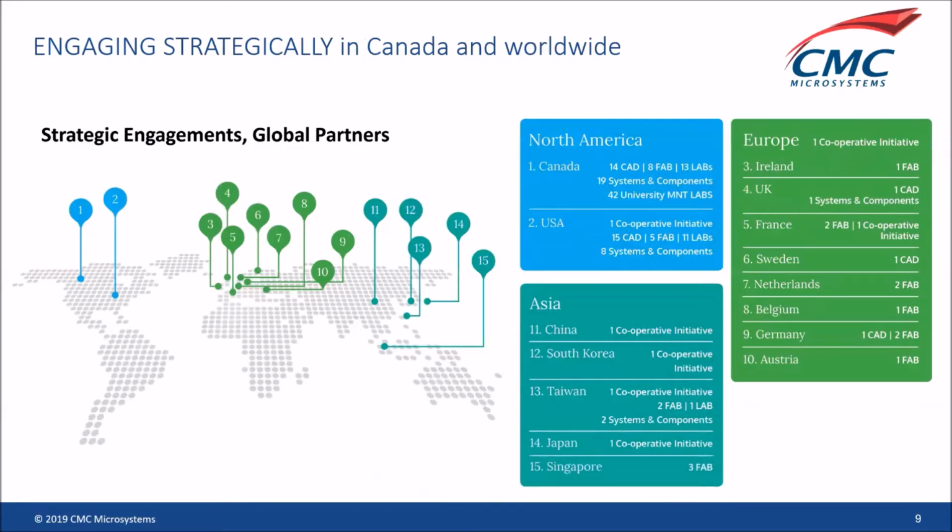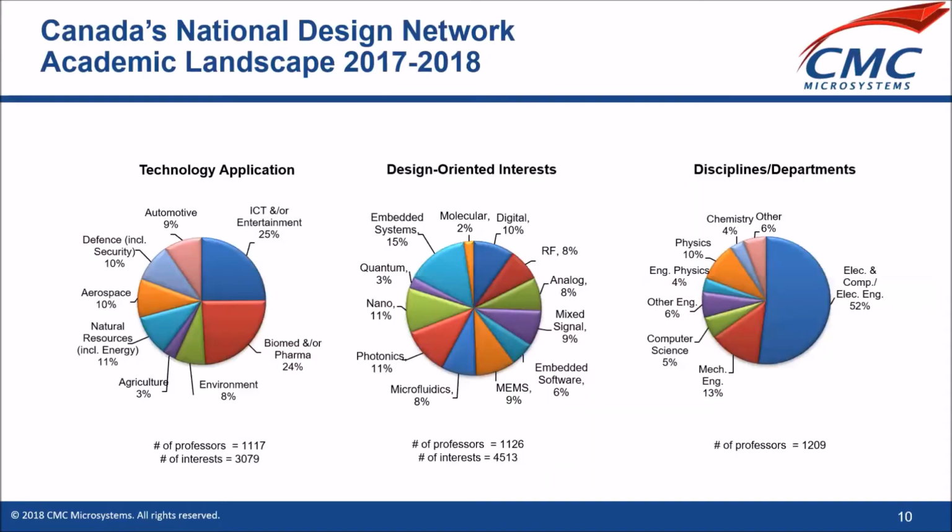To deliver that capability, CMC engages with partners across Canada and around the world, working with CAD vendors and other technology suppliers, M&T labs and commercial fabs, other nonprofits, and other partners. Given the large national scope, Canada's National Design Network community spans many application areas, design-oriented interests, and disciplines and departments. Some key large groups are the ICT and biomedical community, design in embedded systems, digital and embedded software, and the electrical and computer engineering departments.